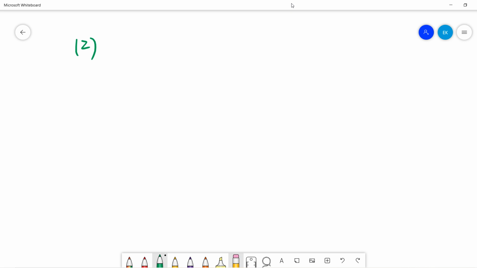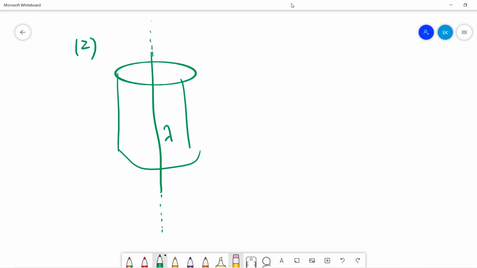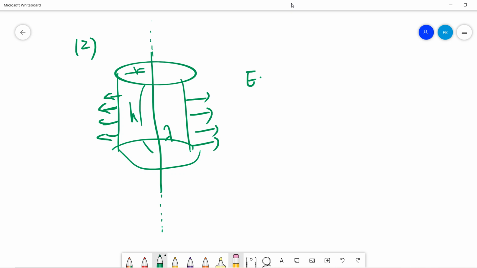Okay, and the second is if you have a line. You have an infinite line with charge density lambda, and you take a Gaussian surface like this. The electric field will point in these directions. Suppose this is R and the height is H. You get E times 2 pi R H equals the total Q, which is lambda times H, divided by epsilon.